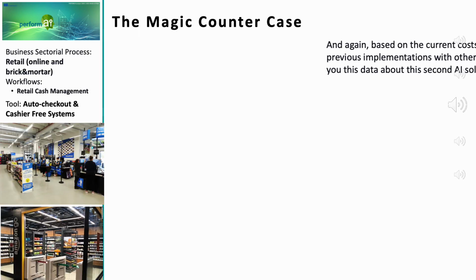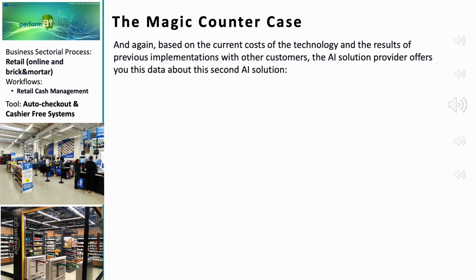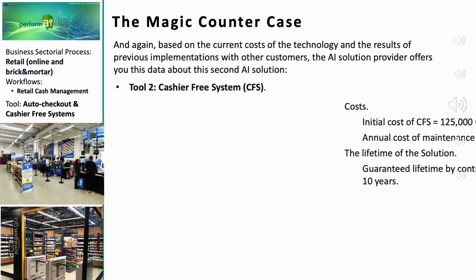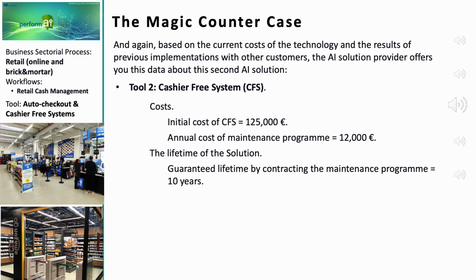And again, based on the current costs of the technology and the results of previous implementations with other customers, the AI solution provider offers you this data about this second AI solution. Tool 2. Cashier-free system. Costs. Initial cost of CFS equals €125,000. Annual cost of maintenance program equals €12,000. The lifetime of the solution. Guaranteed lifetime by contracting the maintenance program equals 10 years.